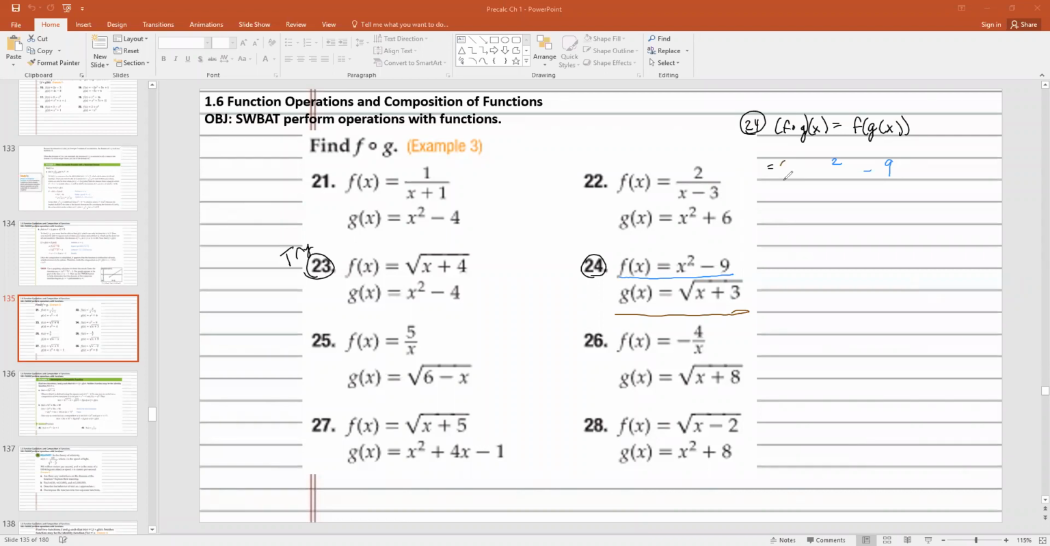So here, I'm going to put it in parentheses. You don't need to, but I will. I'm going to replace that with x plus 3. And remember, squares and square rooting are inverses of each other. So here these cancel each other out. And we're left with x plus 3 minus 9, which is just x minus 6. That's it.